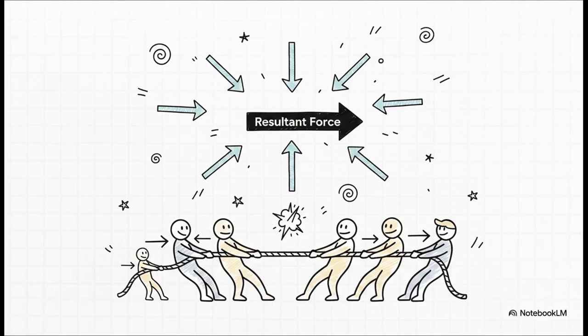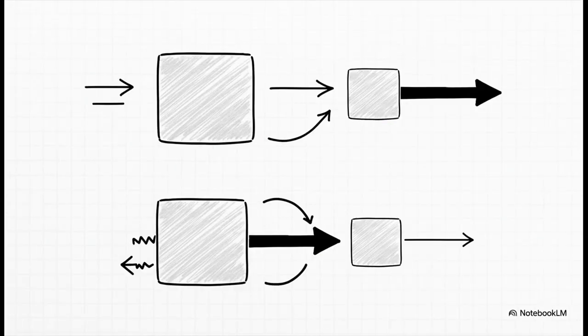Basically, you have to see who wins the tug of war. So the crucial point is that forces in the same direction add together, while forces in opposite directions partially or fully cancel out. Imagine you're pushing a heavy box to the right with 10 newtons of force, but the floor friction is pushing back to the left with 3 newtons.